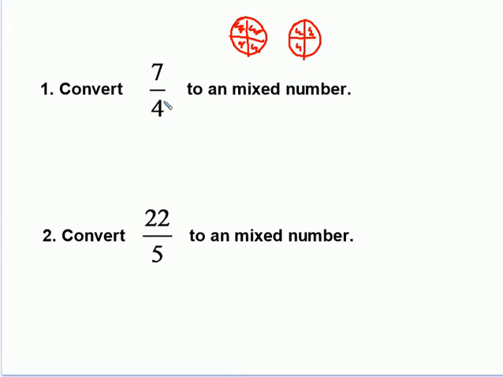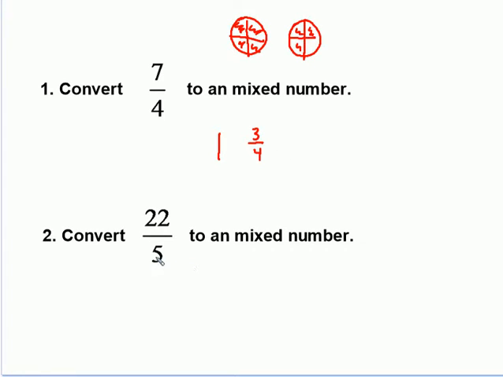We first divide 4 into 7. How many times does 4 go into 7? It goes 1 time. 1 whole pizza. Now, 4 times 1 is 4. That leaves 3 extra pieces because 7 minus 4 is 3. That leaves us 3 extra pieces of a 4-piece pizza. So we wind up with 1 3/4 of a pizza.